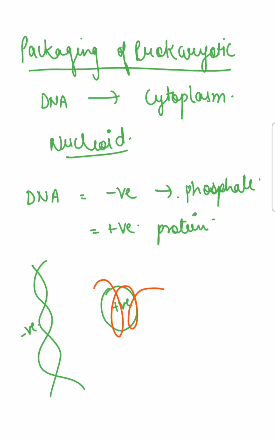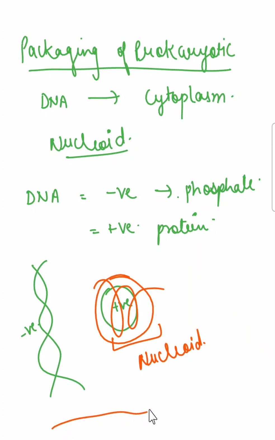It forms a condensed structure. Not too much condensed, I am not saying it is too much condensed, it is a little bit condensed, a little more than a single helical structure. Then it is called the nucleoid. That complete structure, not this single unit. I'm not saying that a single unit is the nucleoid, but the whole structure is considered the nucleoid in the case of the prokaryotic cell. Fine.